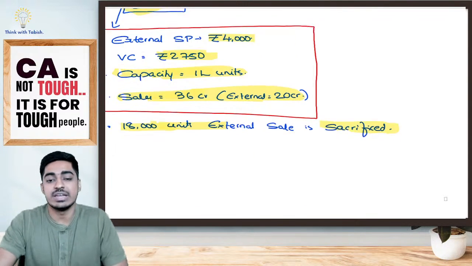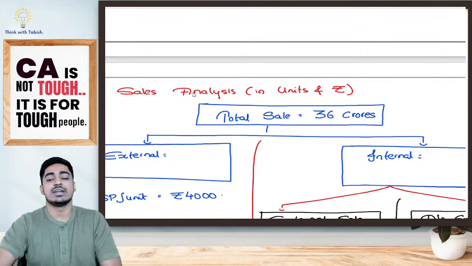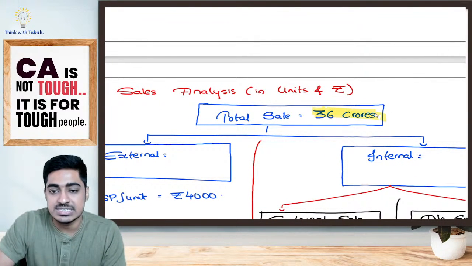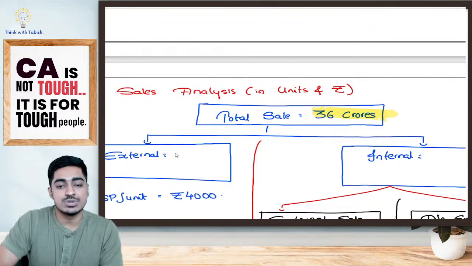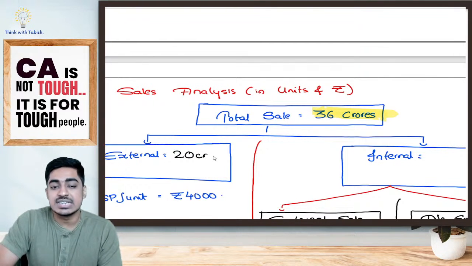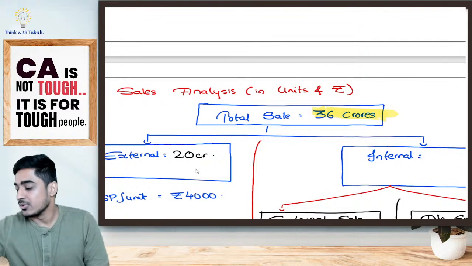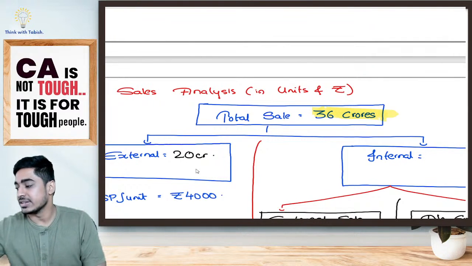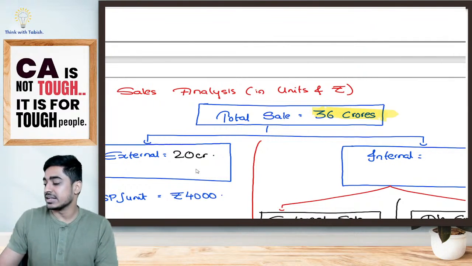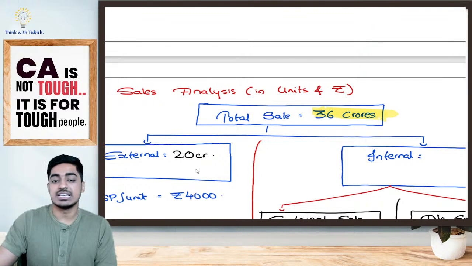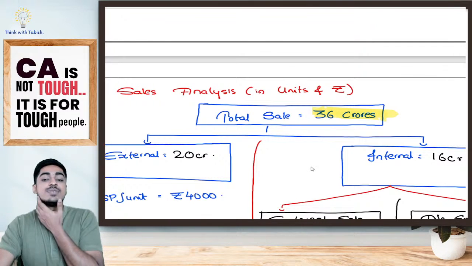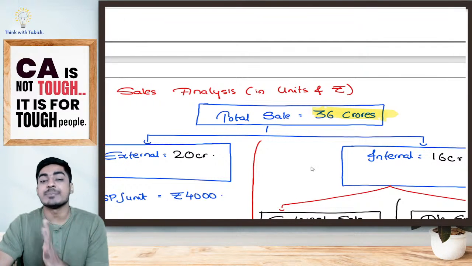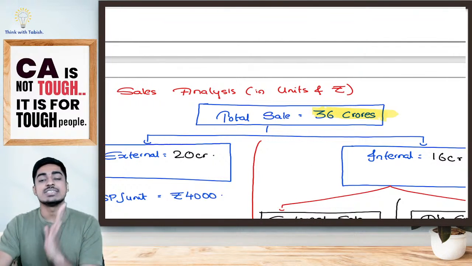How we do it is very interesting. Total sale is 36 crore. Out of that, external sales, how much is it, students? 20 crore is external sales, which is given. So how much will be the internal sales, students? The internal sales will be 16 crore. Now how many units we are selling, we don't know, but our total capacity is 1 lakh. So totally we'll be selling 1 lakh.